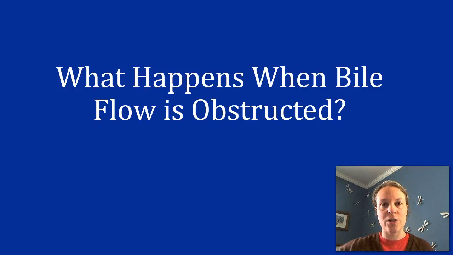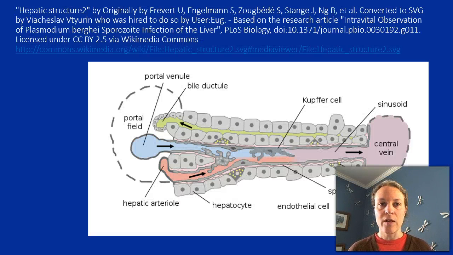Because normally that conjugated bilirubin would be in the bile and excreted that way. But if the bile gets backed up for whatever reason, then what happens? So just as a review, this is another picture here.